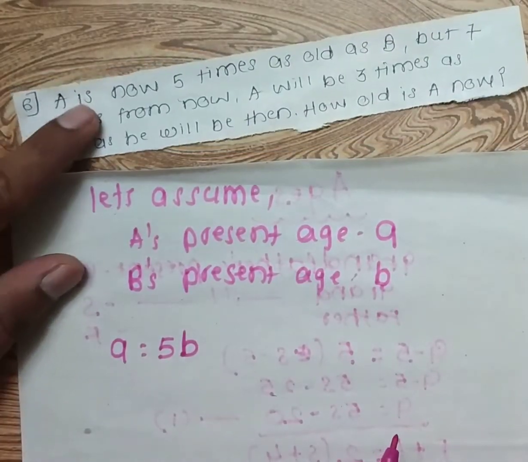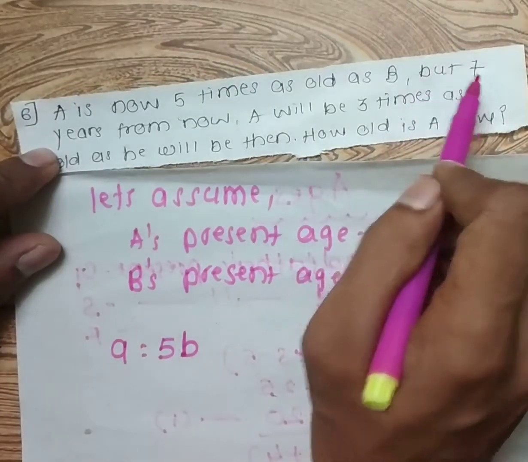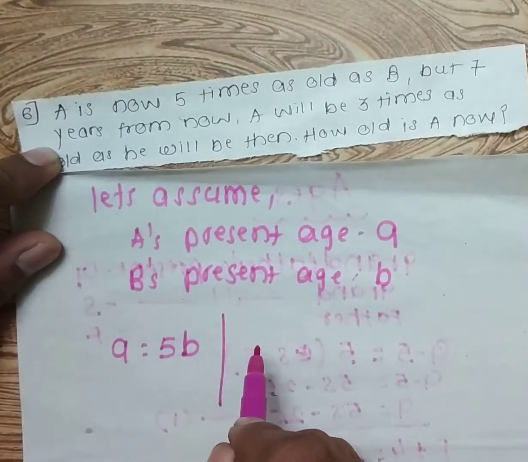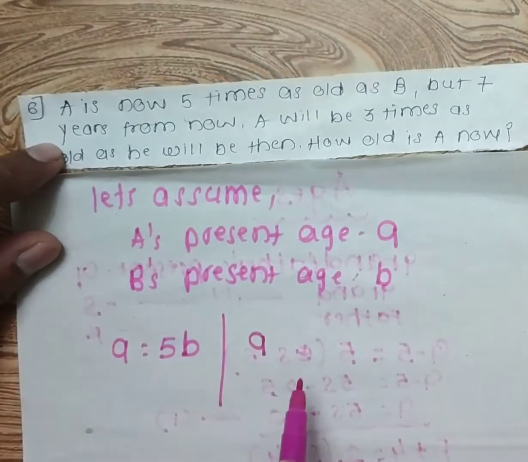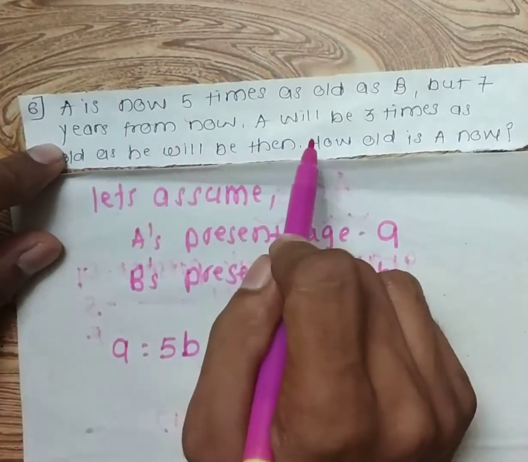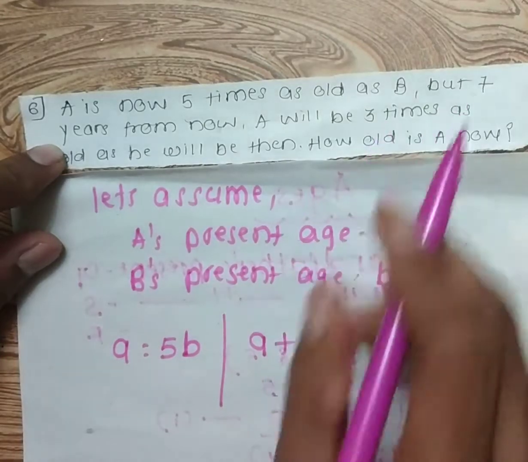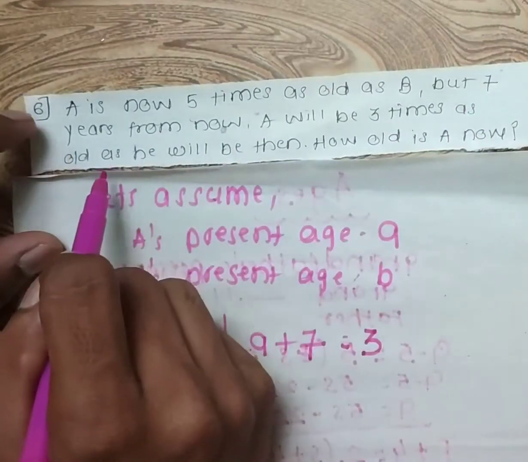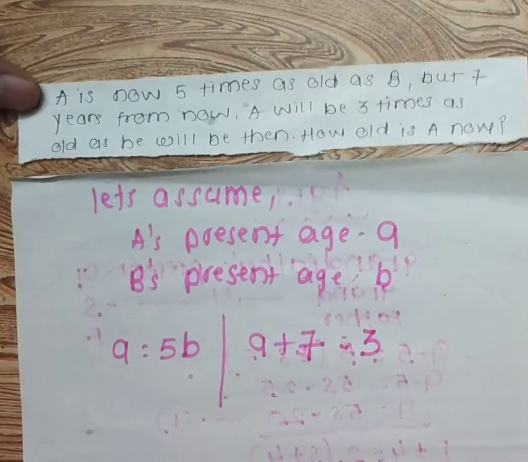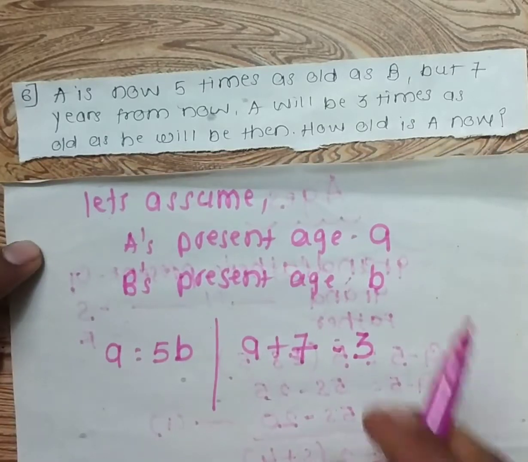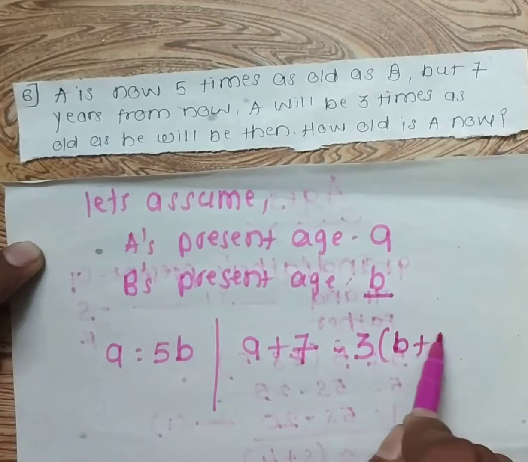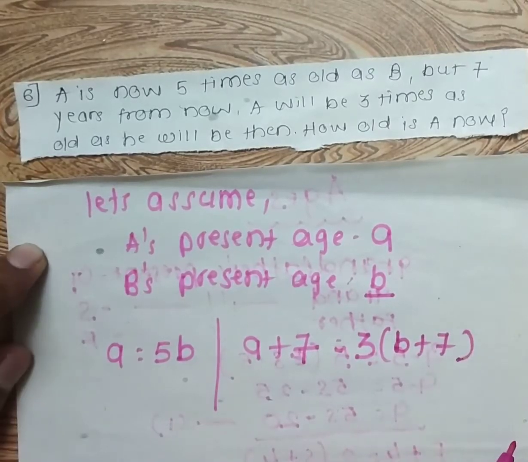Next part of the question: but 7 years from now, A will be, if the present age of A is A, 7 years from today A will be A plus 7. A is equal to 3 times as old as he will be then. As old as he will be then means what? B will be then. If B's present age is B, then 7 years from now B should be B plus 7.